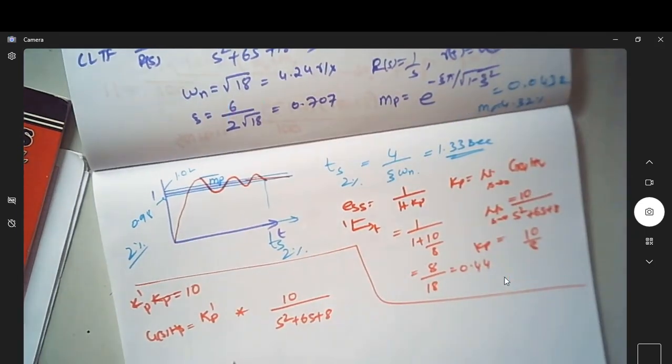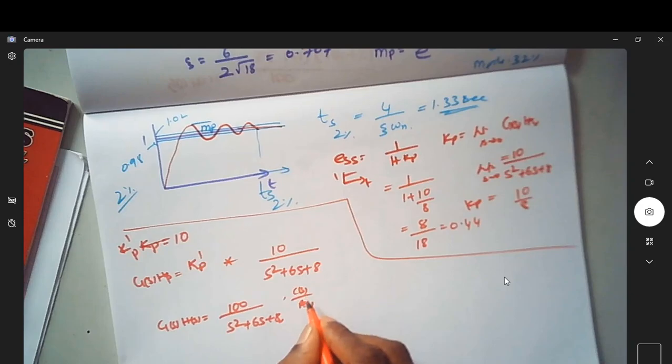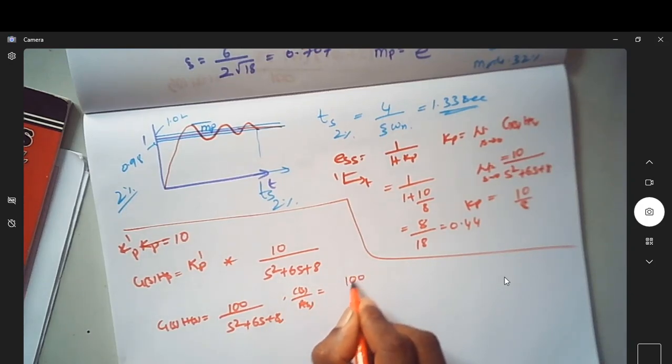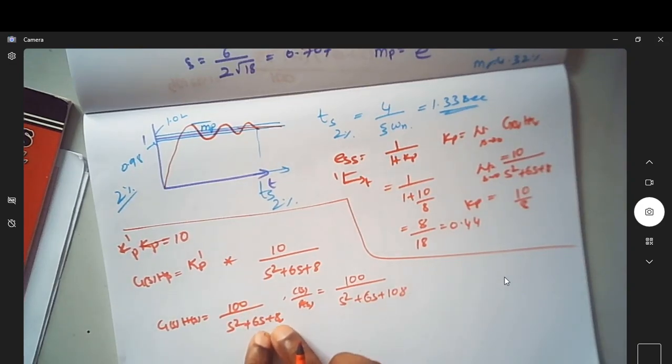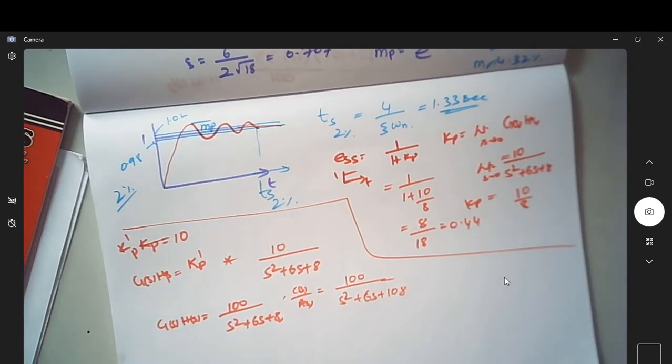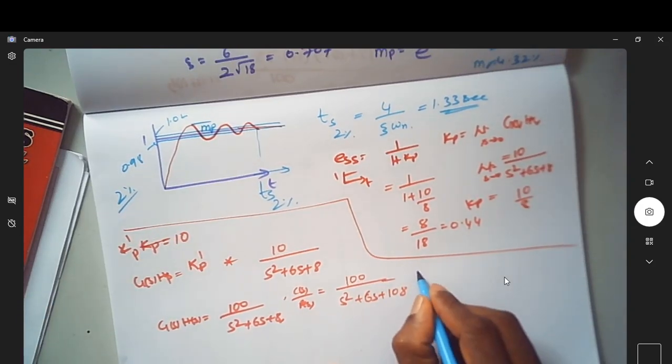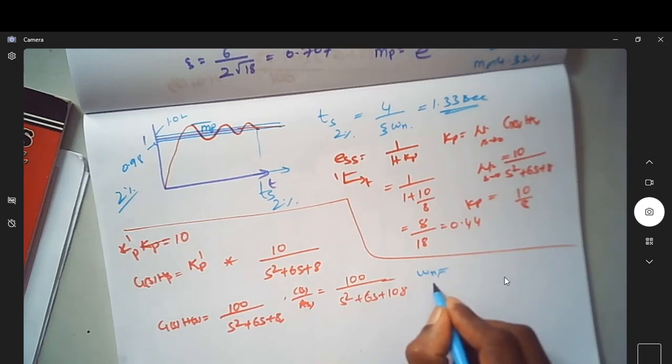Upon multiplying, can you see now, your G(s) into H(s) is equal to 100 by S square plus 6S plus 8. Then what is its C(s) by R(s)? It is naturally equal to 100 by S square plus 6S plus 108. The constant term is added with 100. So now let us find out what is omega n and zeta.